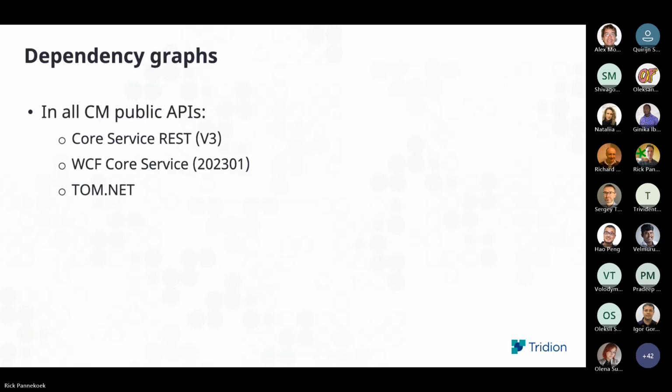But it's a lot of talking now about this nice new API in the Core Service REST. Maybe worth mentioning that it's not only in the Core Service REST. We just made it available in all the public CM APIs. So the new Core Service REST v3 endpoint, also in the WCF Core Service, which by the way also has a new endpoint contract called 2023-01, and it's also available in the .NET.